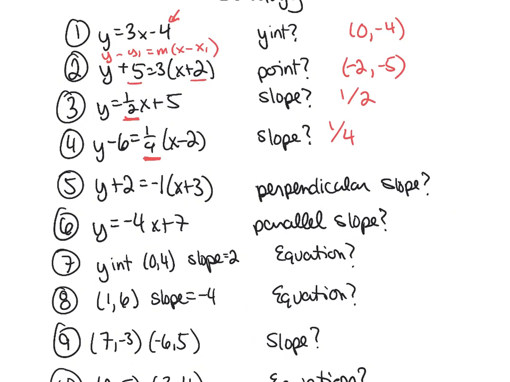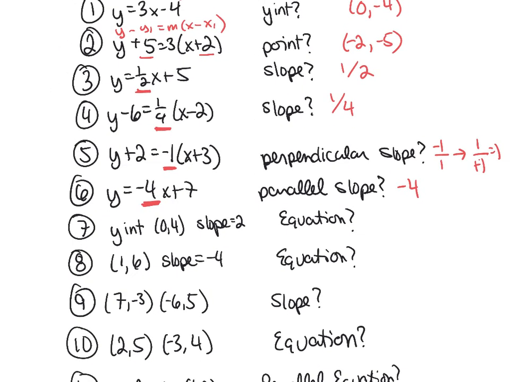For number 5, it wants the perpendicular slope. So this slope is negative 1. If I were to take negative 1 over 1 and do the reciprocal, it would be 1 over negative 1, and then I have to do the opposite. So it would just be 1. Parallel slope is the same slope, which would be negative 4. In 5 and 6 on your Schoology quiz, those are reversed. The first one wants a parallel, and the second one wants perpendicular.